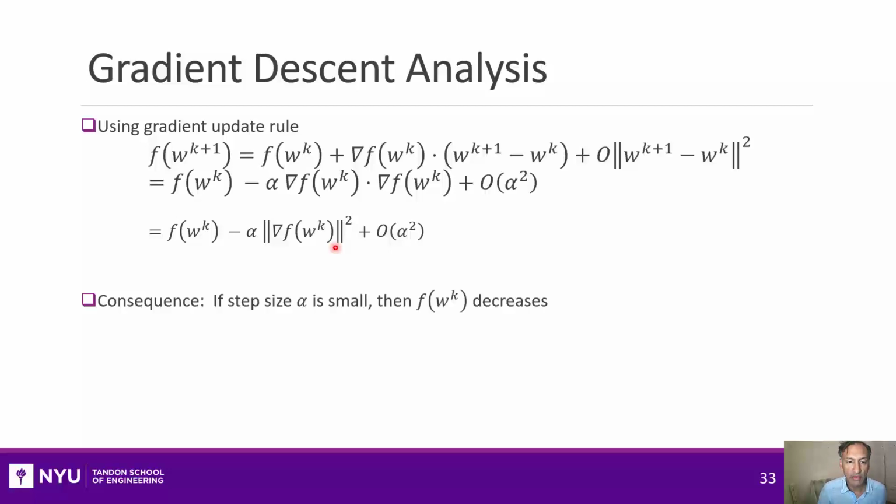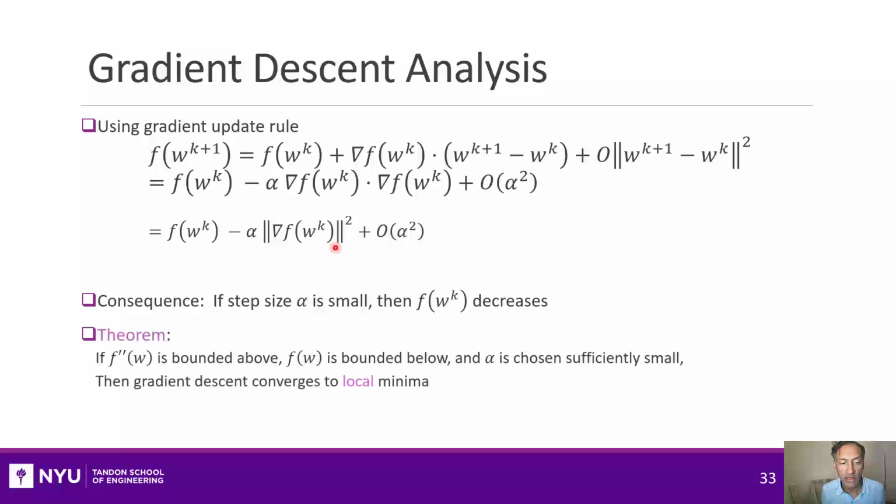The point then is that if the step size alpha is sufficiently small, the function will always be decreasing. And you can prove this a little bit more formally and show that if the second derivative is bounded, and with some technical conditions, the gradient descent will indeed always converge to a local minima.